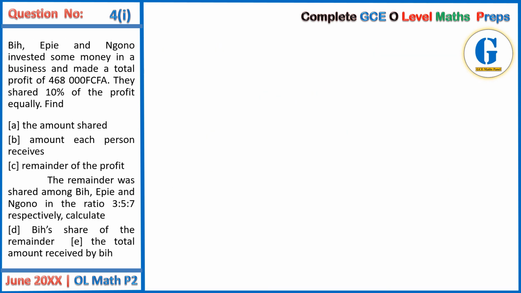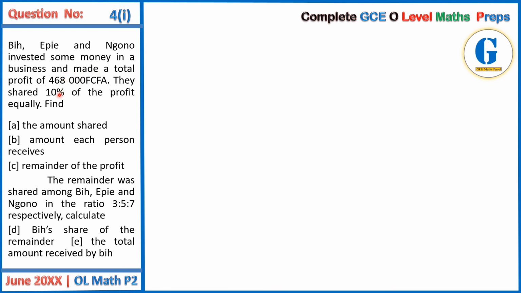Last but not the least among these questions, so this is another long question. B, Pierre and Ghana invested some money in a business and made a total profit of 468,000 francs. They shared 10% of the profit equally. Find the amount shared. Always be very careful with these questions. There are 3 of them, and they did not share all of this money.